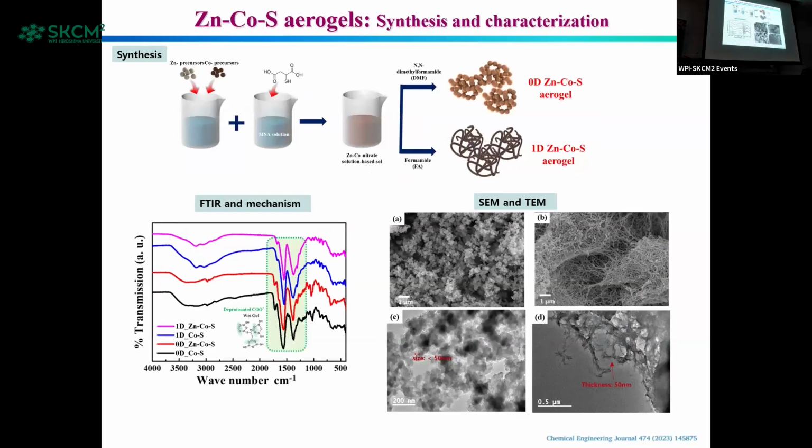Here is another synthesis approach we use, the self-assembly approach. To self-assemble the aerogels, we use some mercaptosuccinic acid. Using that, we prepared sulfide-based or chalcogenide-based aerogels. But we can tune the morphology of the aerogel by adding some DMF and formamide. These are some gelating agents, we can say, and they can tune the morphology. So we can prepare zero-dimensional and one-dimensional aerogels. You can see the one-dimensional aerogel, a highly fibrous, connected aerogel. We can see knotted aerogels like this. And these are zero-dimensional aerogels.